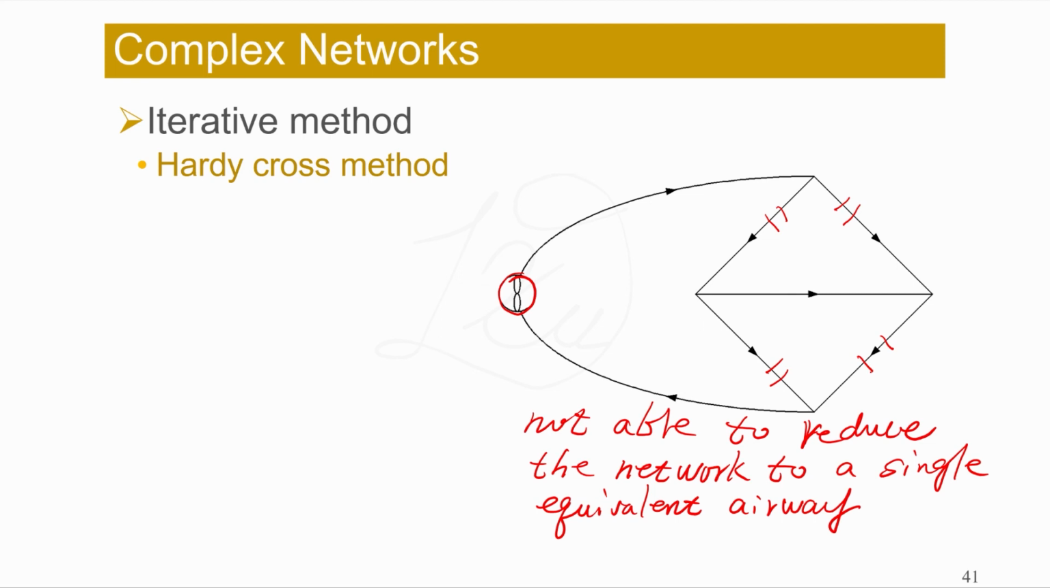However, we can still solve them by using a different method. It is called the Hardy-Cross method. It is an iterative method that is commonly used by ventilation network analysis software. And this is not the scope of this video.